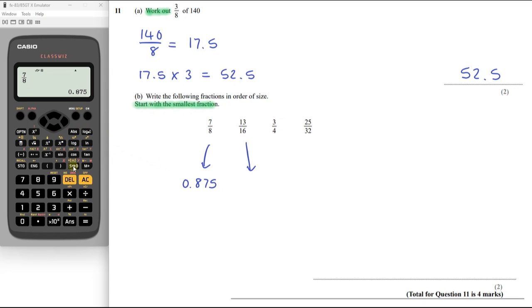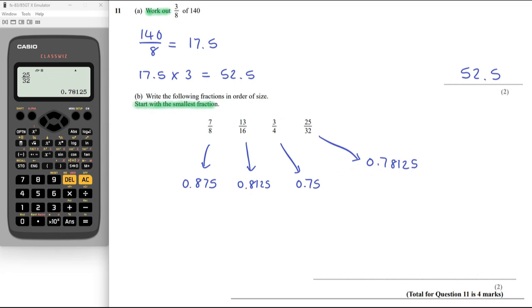So now let's do the same with 13/16, so type in 13/16, press equals, press SD, and we get 0.8125. Let's do the same for 3/4. Well, I know what 3/4 is. I don't need that. So 0.75. That's nice and easy, that one. And then finally, 25/32, SD, and then we get 0.78125. So now I have them in decimals.